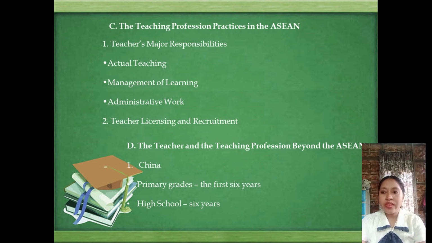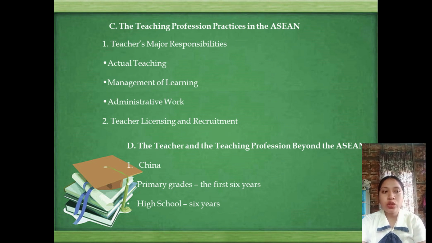So first we have China. The educational system of China is highly centralized. So this is the new educational system of China. First is the primary grades, the first 6 years. So it focuses on cognitive development.